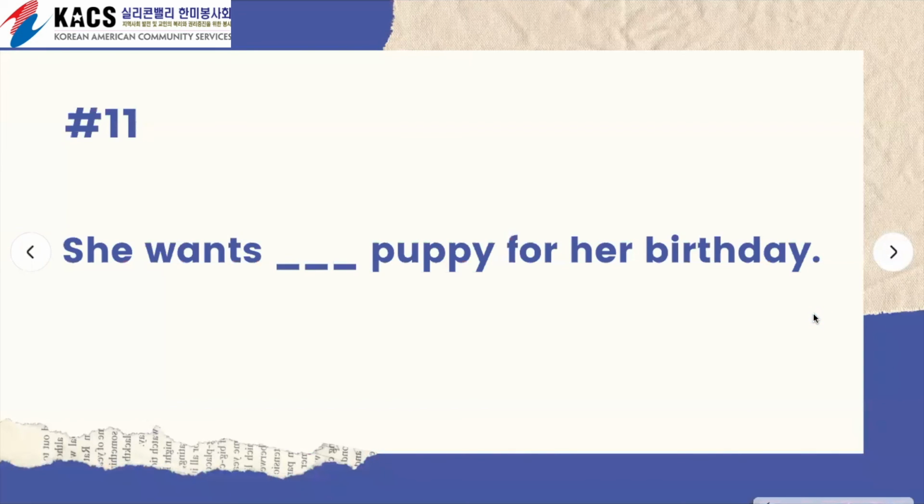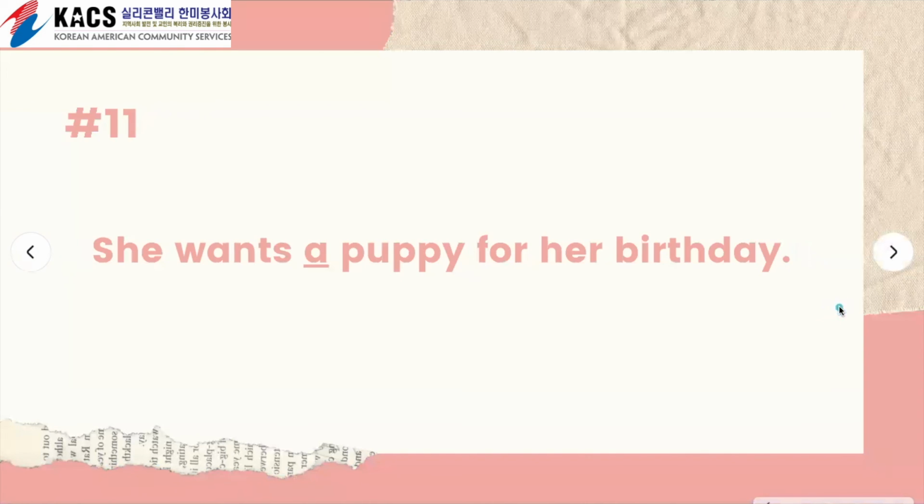She wants blank puppy for her birthday. Okay, now I will give you 5 seconds to figure out the answer to this problem. Okay, she wants blank puppy for her birthday. The answer is A. She wants a puppy for her birthday.